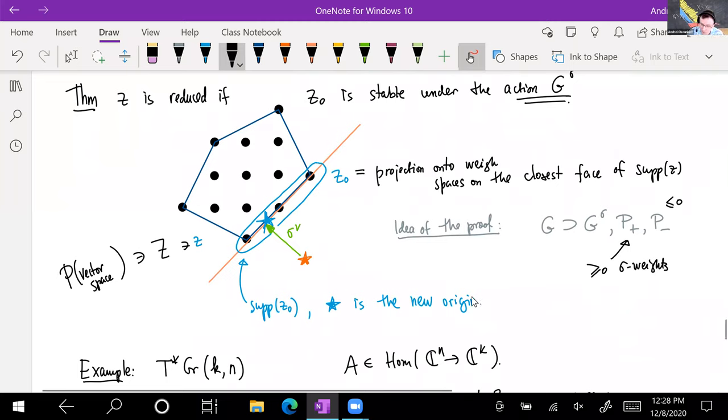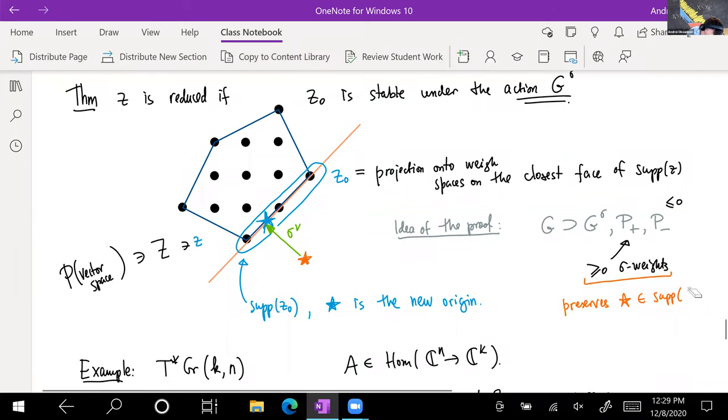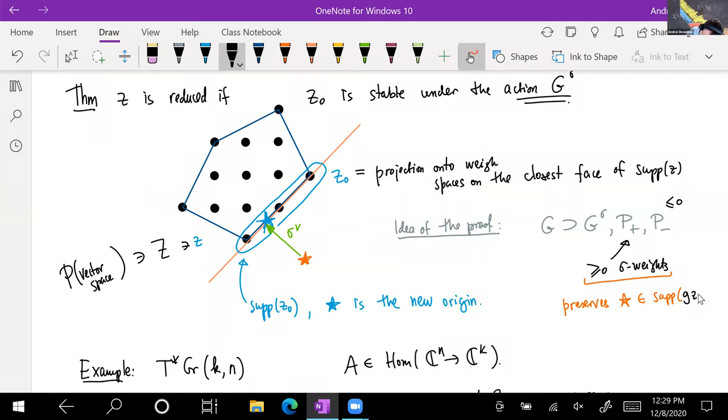And then you observe that this part, by the assumption on sigma, preserves the support, preserves the fact that zero is in the support of G times Z naught. And then on the other hand, the group P plus also preserves it, because everything is Weyl group invariant. So if we take Weyl group invariant, then nothing's going to change.